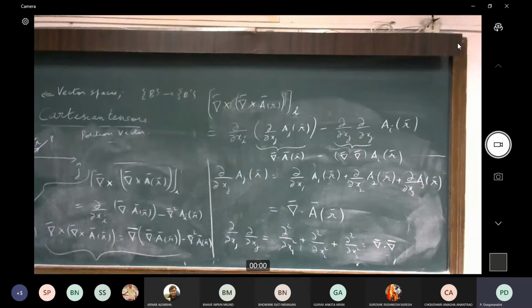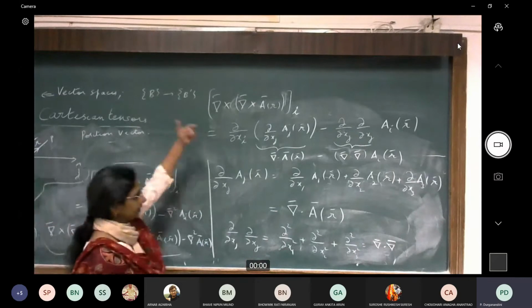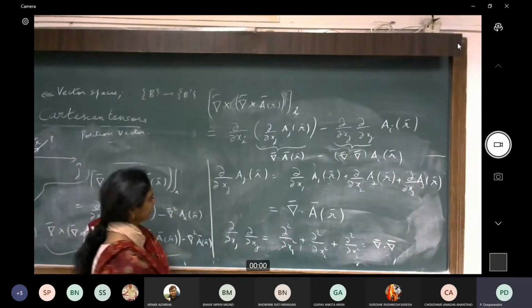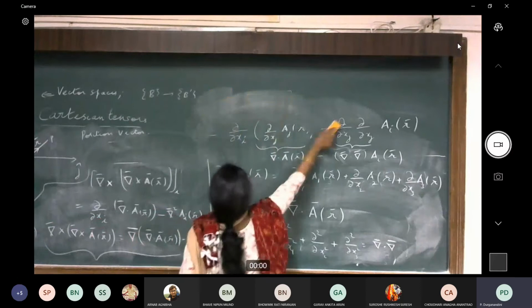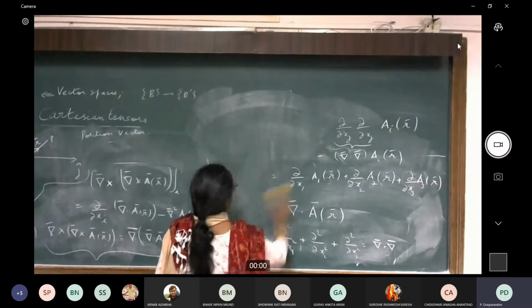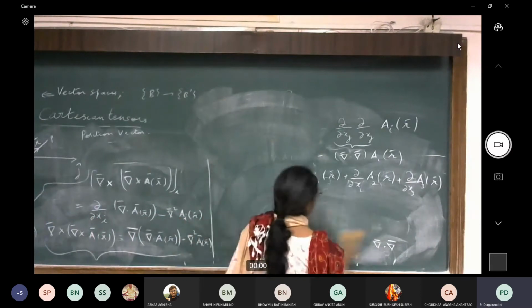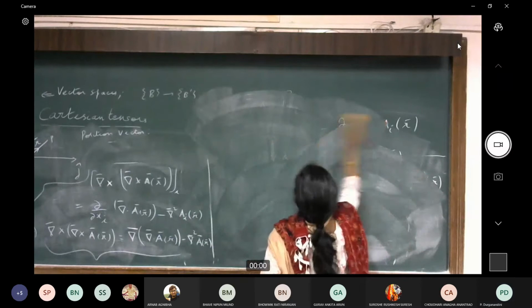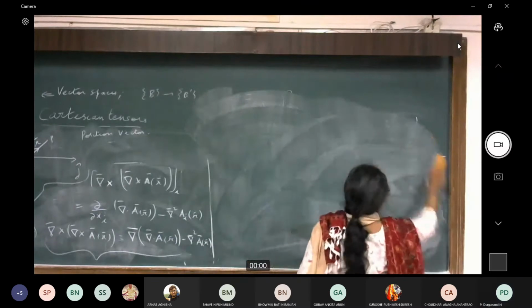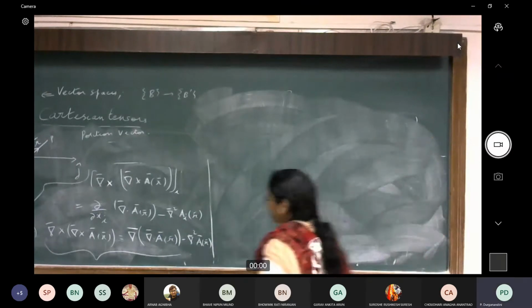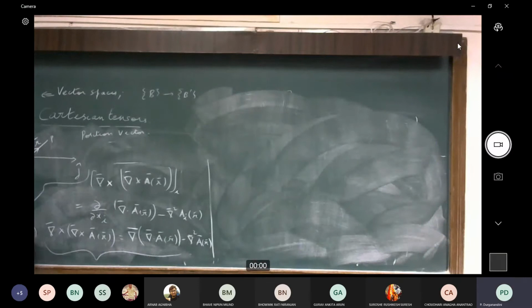So I just wanted to demonstrate for you that tensor algebra and tensor calculus also allow you to simplify and evaluate expressions in a very neat and compact manner. Okay, so that's so much for notations and other kinds of things.